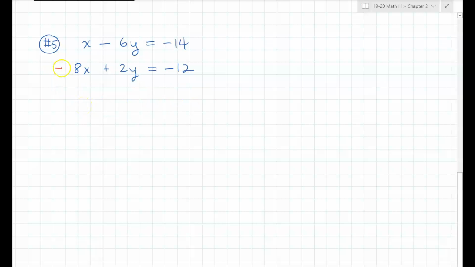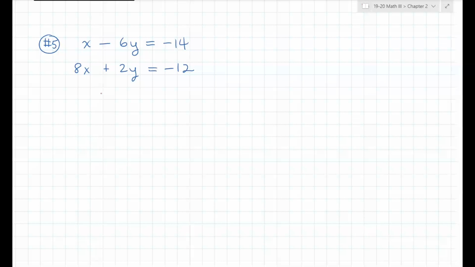So I failed in doing what I'm supposed to do. Okay, well then maybe it wasn't addition. Maybe I should subtract. 1 minus 8 is negative 7x, and negative 6 minus 2 is negative 8y, and negative 14 minus negative 12 is a negative 2. Again, nothing got eliminated. I failed at what I needed to do. So when that happens, this is when step 3.1 occurs. Step 3.1, what you're supposed to do is ask yourself, which letter do I want to get rid of? And there's no wrong answer to this.